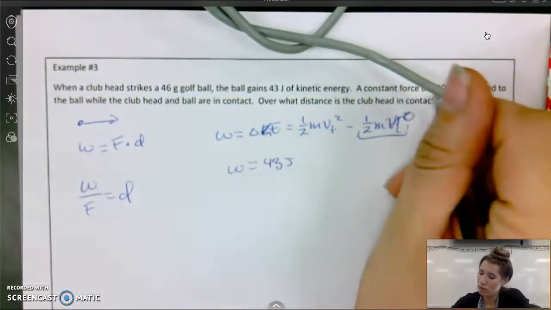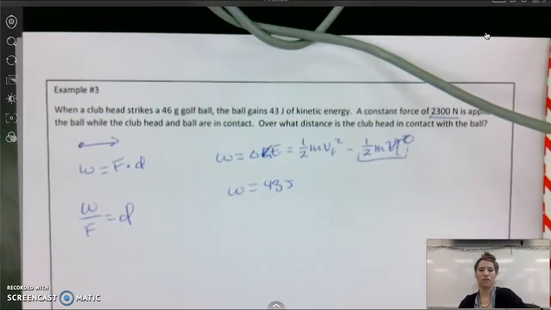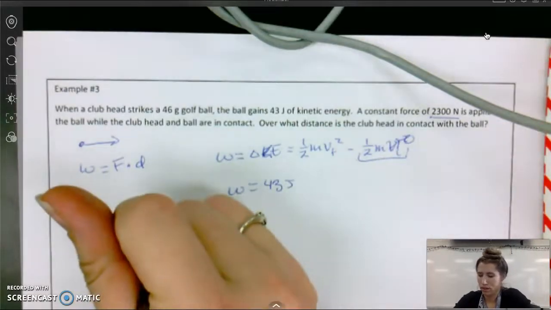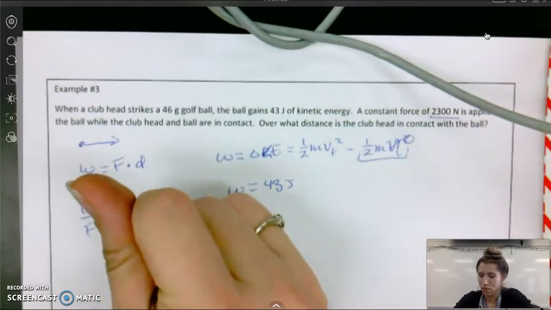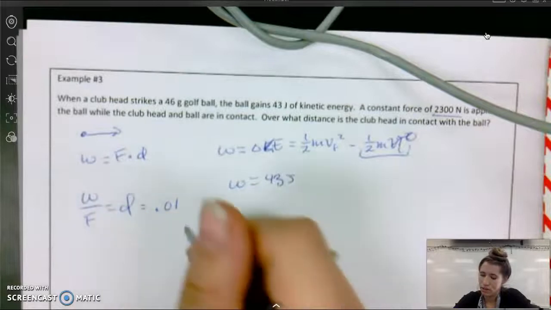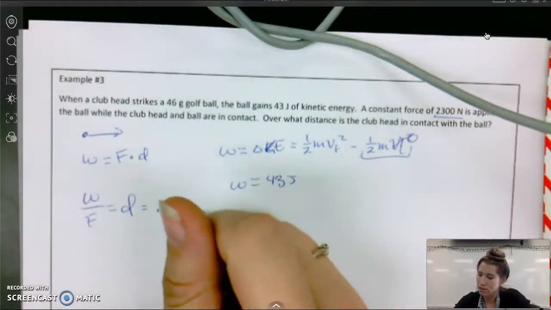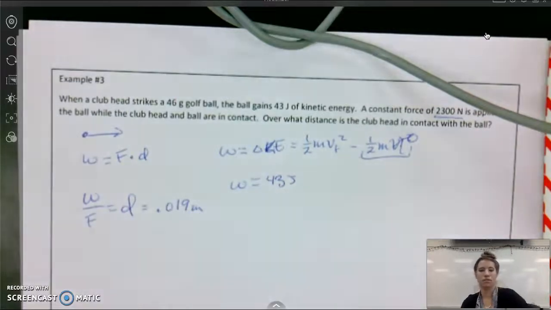We know the force. Okay, so I'm going to take my 43 joules divided by 2300 newtons, and I'm getting a distance of 0.019 meters, so 2 sig figs. Leading zeros are never significant, so 0.019 meters.